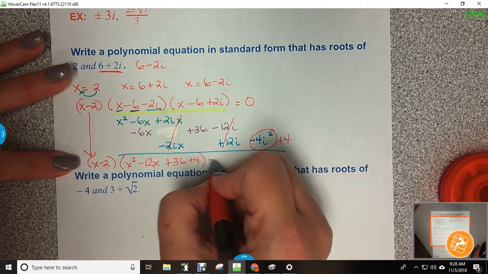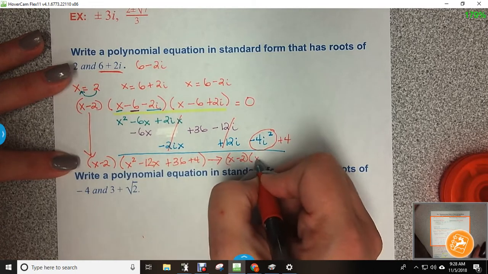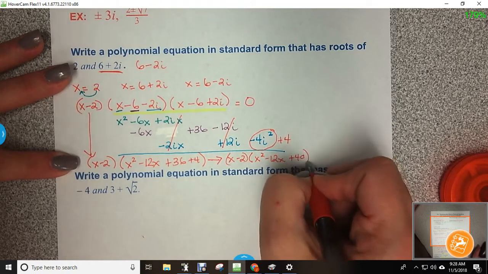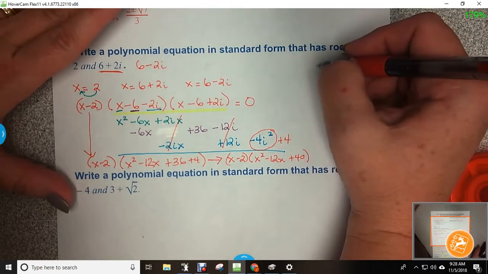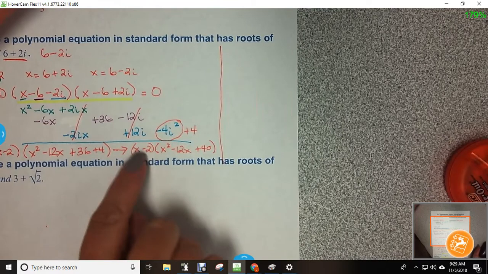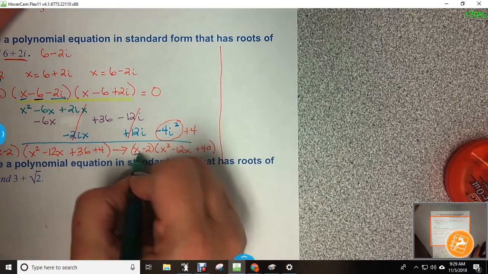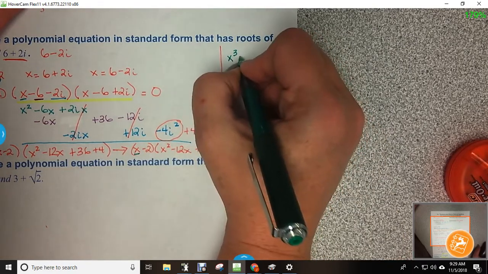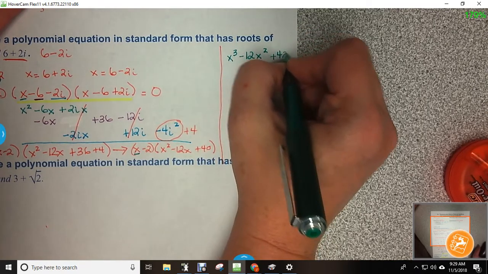So what I have now is x minus 2 times x squared minus 12x plus 40. I have to multiply those together. And I'm running out of room, didn't really leave myself enough space, so I'm going to put my results over here. So let's start out distributing x squared times everything over here. That will give me x cubed minus 12x squared plus 40x.